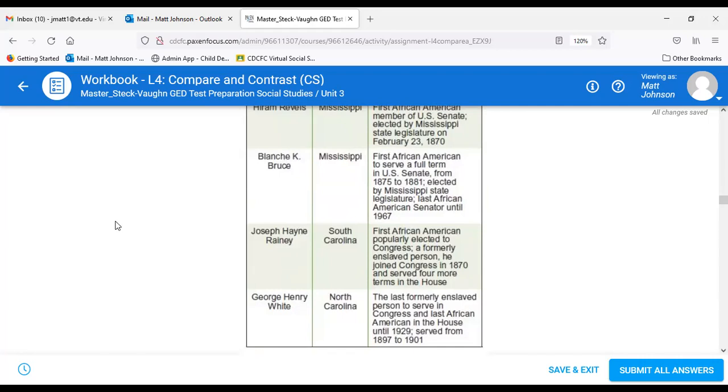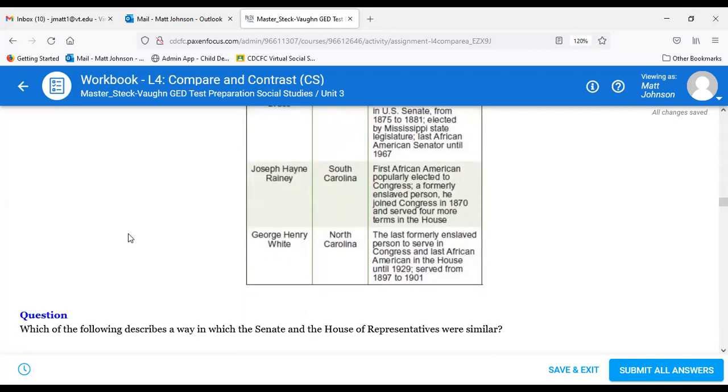And you'll also notice some of these were voted in by state legislature. So only, I think, Blanche K. Bruce or Joseph Hayne Rainey? Probably, yeah, I think it was just Joseph Hayne Rainey where you actually had a popular vote where people went to the polls and voted for him. In the other cases, they were voted in by their state legislature into the U.S. House and the U.S. Senate.